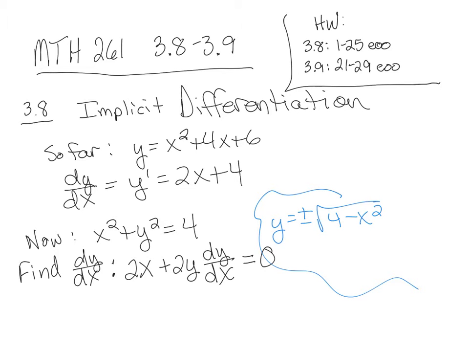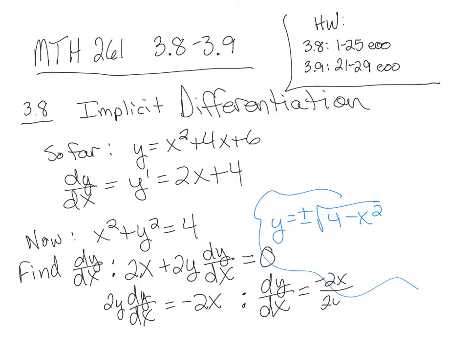And now, since the directions tell us to find dy dx, I have this equation with a dy dx in it. I have to isolate this guy. So I'm going to subtract the 2x from both sides. And then I'm going to divide away the 2y. So I'm solving for dy dx, and that's going to equal minus 2x over 2y. But then I simplify, always reduce your fractions to lowest terms, guys. Dy dx equals minus x over y.